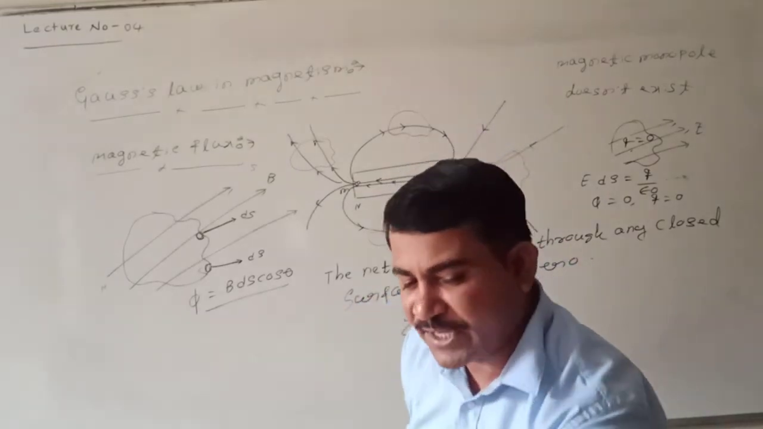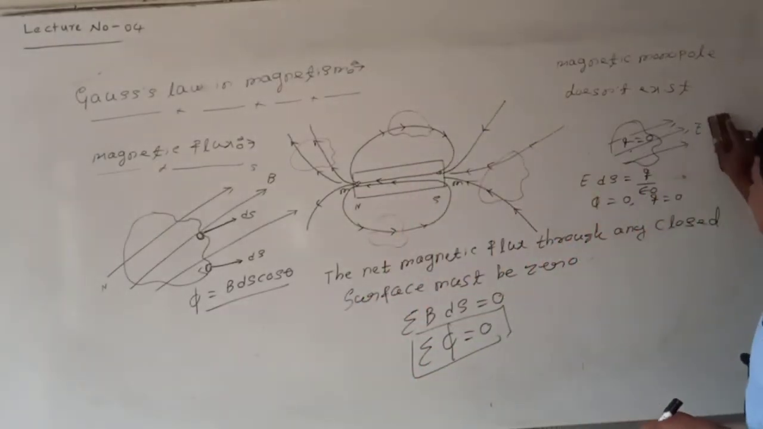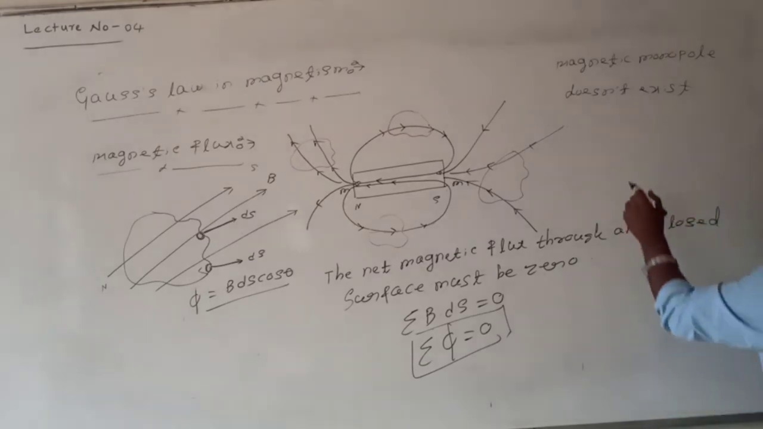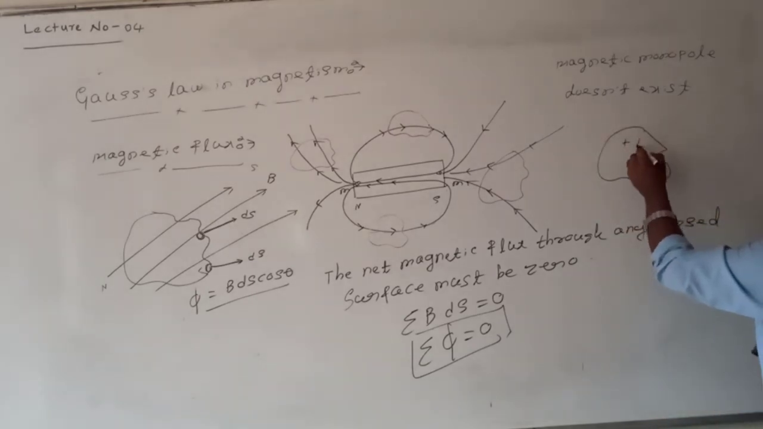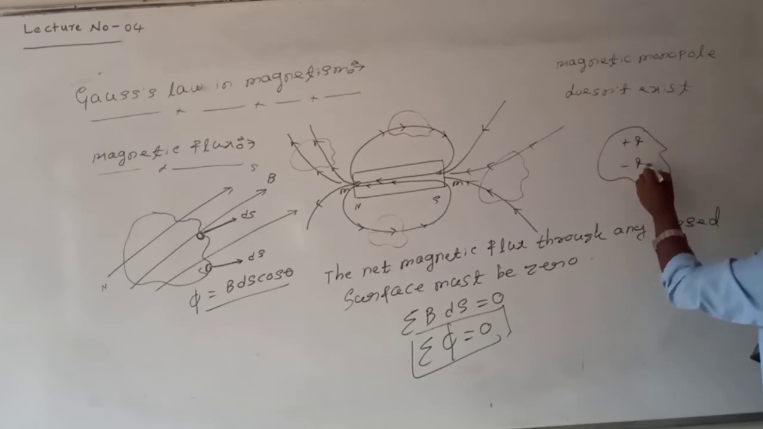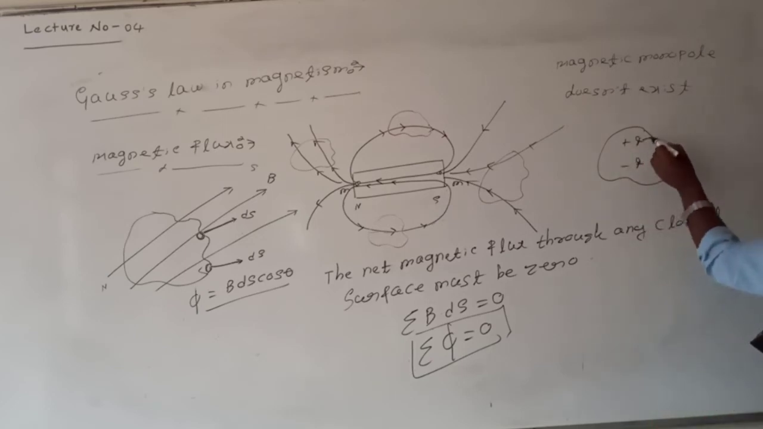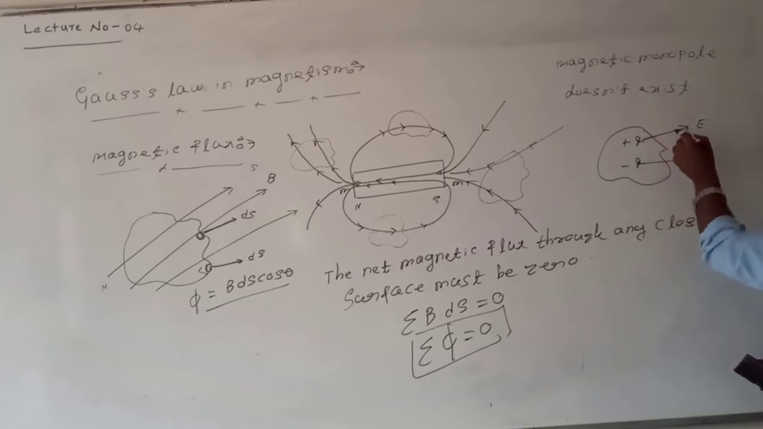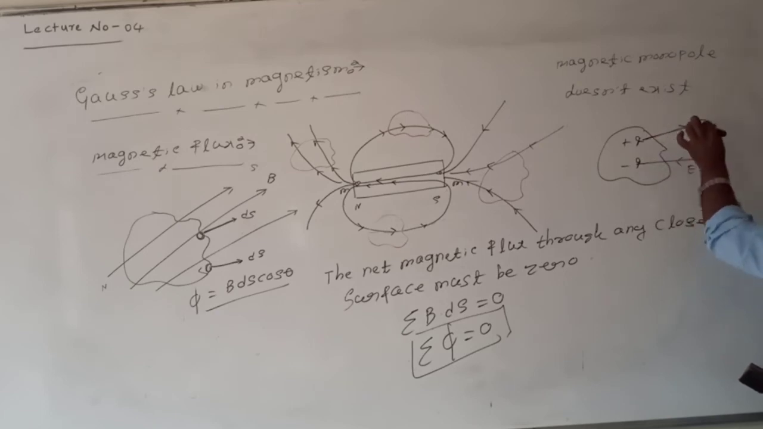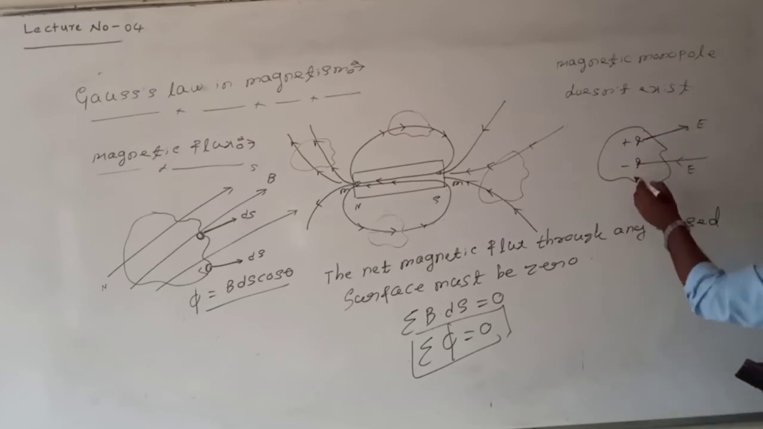One more condition is there. If the Gaussian surface contains equal and opposite charges, let me take it again. This is a Gaussian surface containing a plus charge and a minus charge. For a plus charge, electric field lines are radially outward. For a negative charge, electric field lines are radially inward. The number of electric field lines entering must be equal to the number of electric field lines leaving.